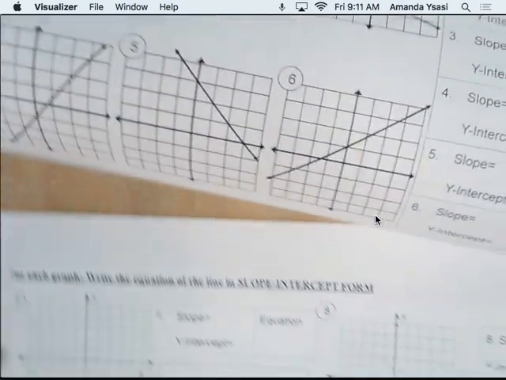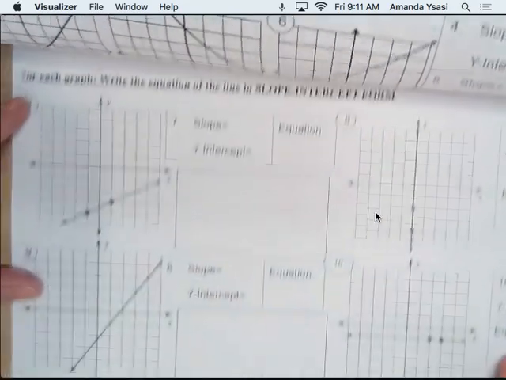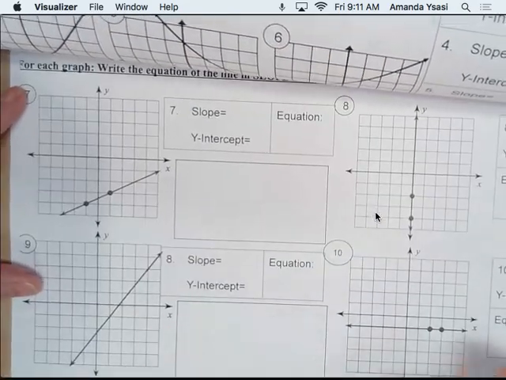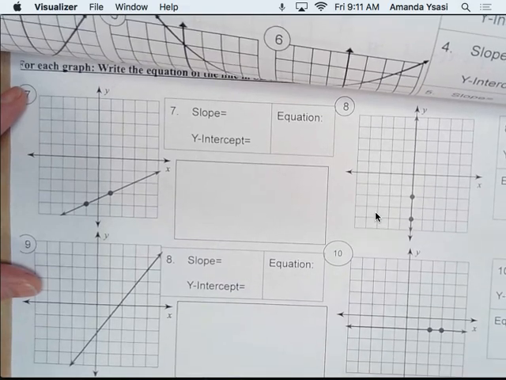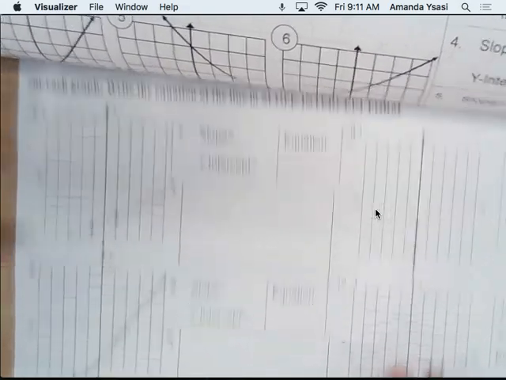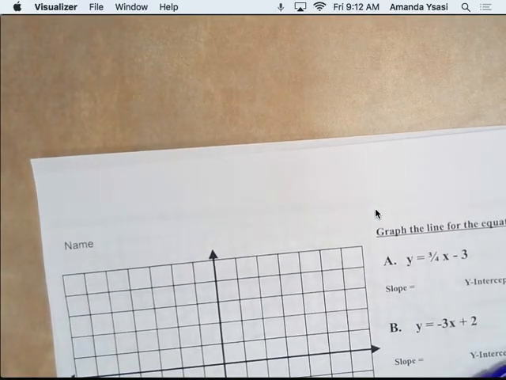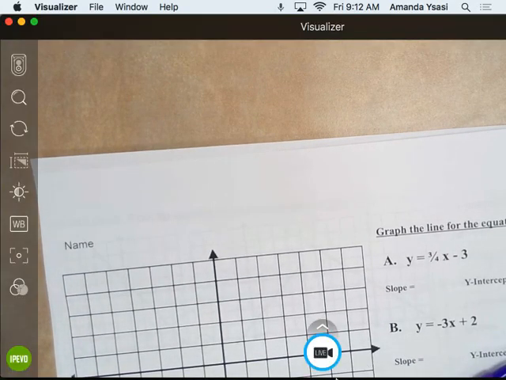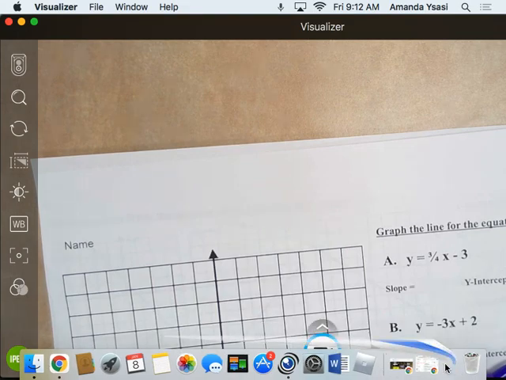We are going to wait on 7 through 10. We're going to do that Monday. Okay. So go ahead and do just slide 1 and 2, page 1 and 2. And that'll be all for today.